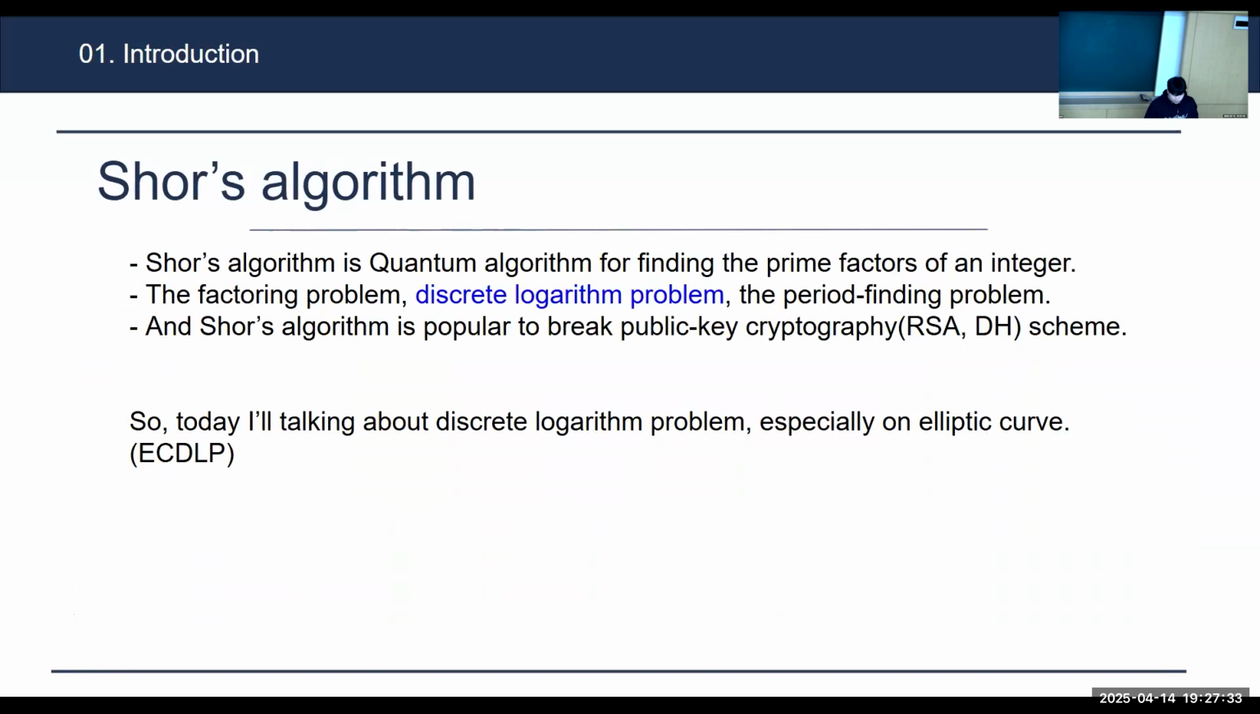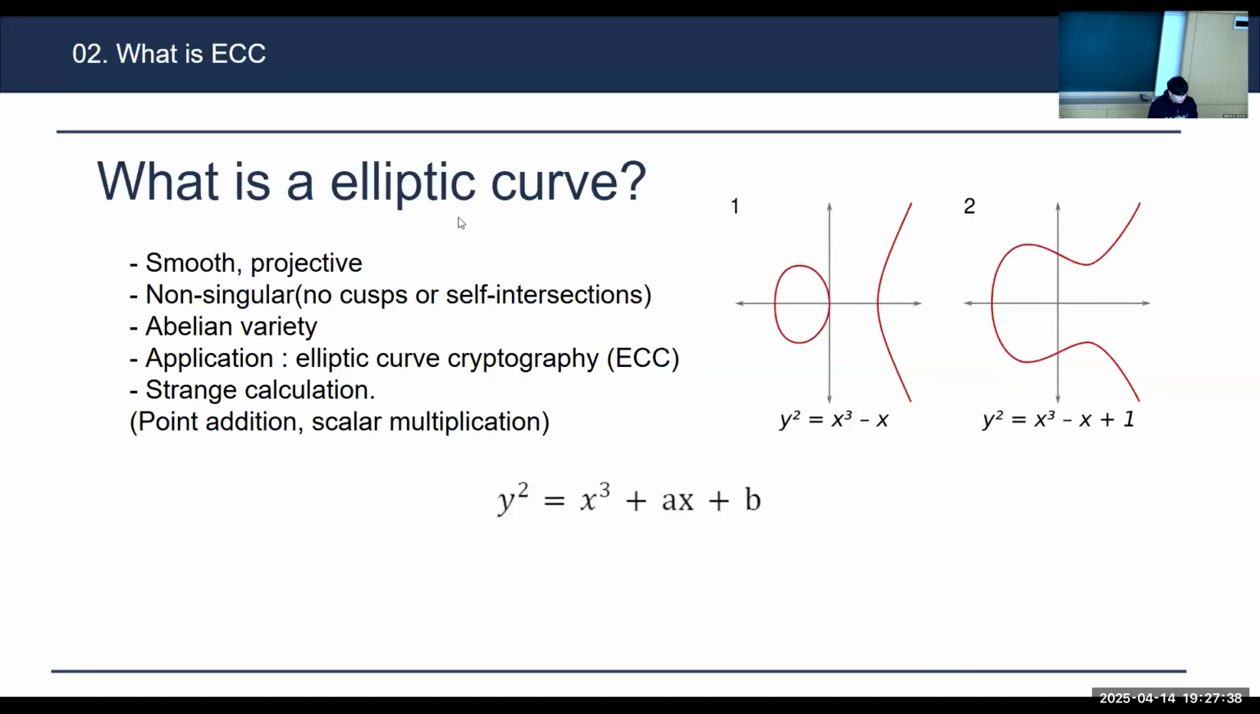Then what is an elliptic curve? This one is an elliptic curve. It is very similar to an elliptic equation. It is just a smooth, non-singular variety. The application is elliptic curve cryptography, and it has a strange calculation.